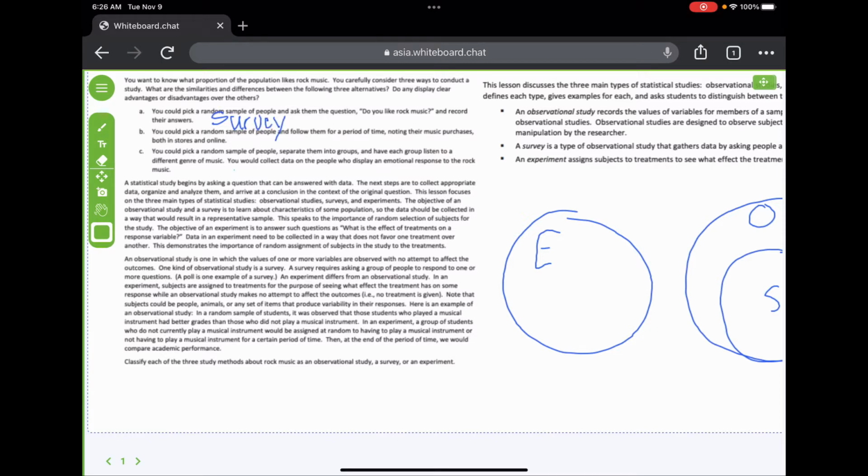Now, B says you could pick a random sample of people and follow them for a period of time, noting their music purchases both in stores and online. Well, random, following them for a period of time, noting their music purchases, these are things that you're going to be observing.